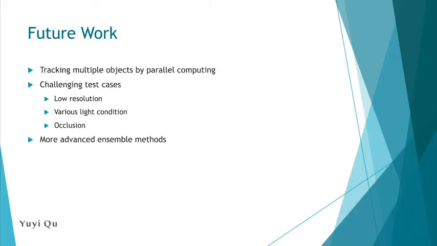So for future work, we can enable our tracker to work in parallel to speed up multiple object detection. Another branch is to improve detection models to deal with videos with, for example, low resolution, various light conditions, occlusion, and so on. We can also explore more advanced ensemble methods other than just majority voting.